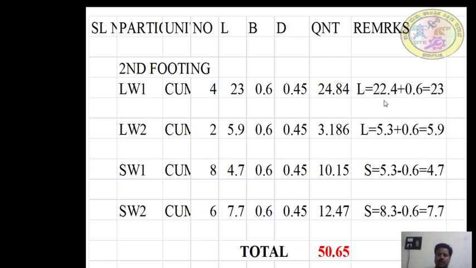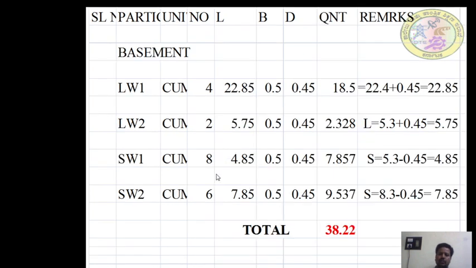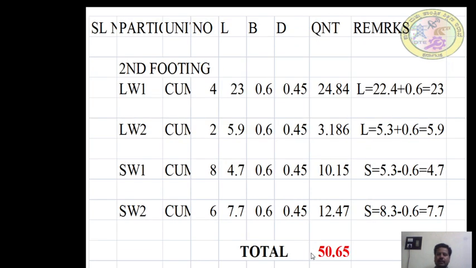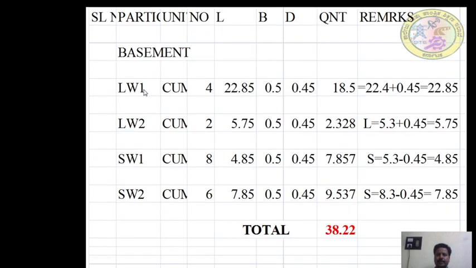L equals the length of the wall, long wall 1, plus the breadth of the footing. So consider LW2 as 5.3 plus 0.35, 5.9, same as short wall 1 and short wall 2. So total quantity is 50.65. Same, and we completed the second footing, and then we come to the basement.